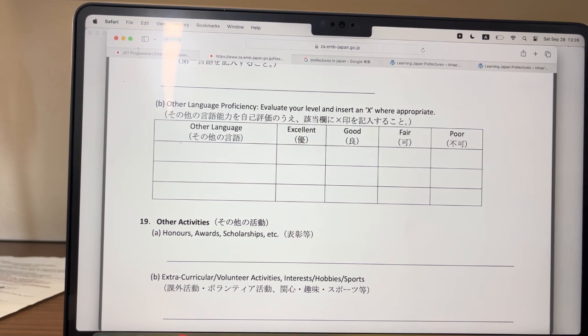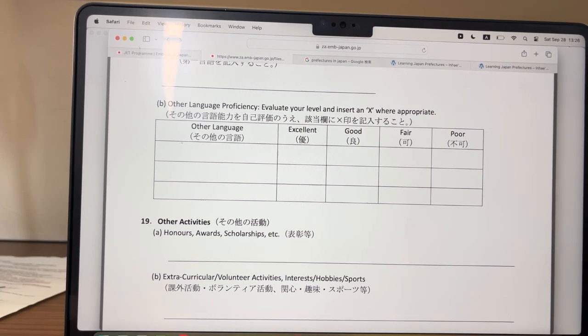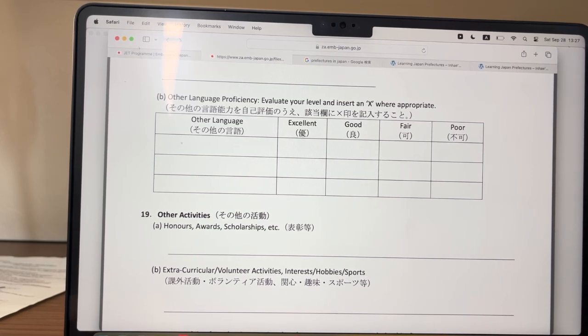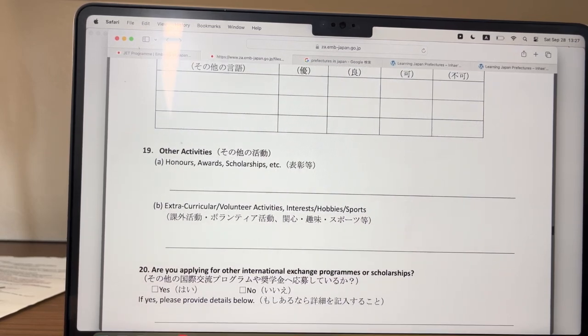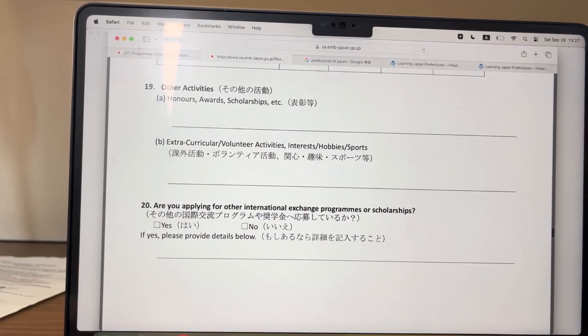Then we move on to English. How is your English? Is it good? Is it fair? Is it poor? Then you do that. But I don't think you would apply if you thought that your English was poor or fair. So choose either good or excellent. And how is your Tsonga? Is it good? Is it fair? Is it poor? Is it excellent? Do that. We move on to number 19, other activities.